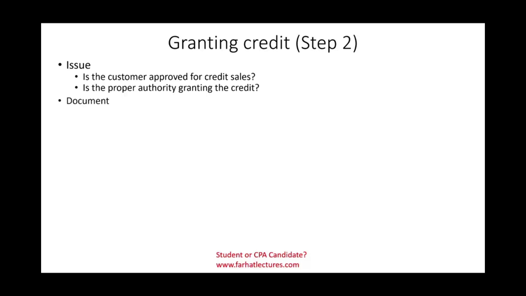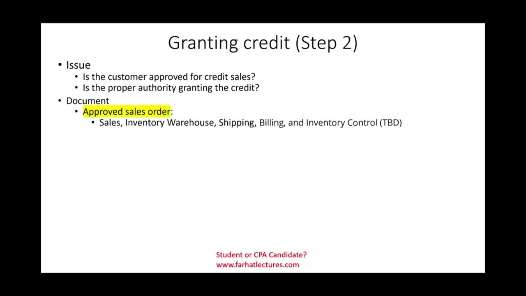Okay, what documents are involved here? The approved sales order. The sales order is going to turn into an approved one. And who's going to get this? The sales department, the inventory warehouse, the shipping people, the billing, and inventory control. And those are all to be discussed later. Now, when I said these groups received them in the prior slide, basically what they're looking for is the approved sales order.